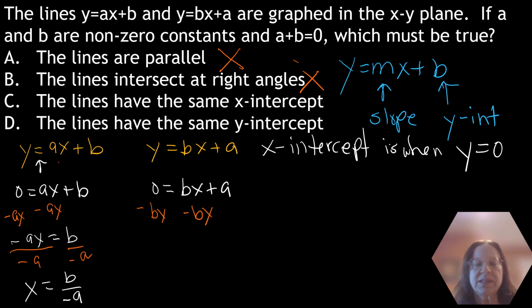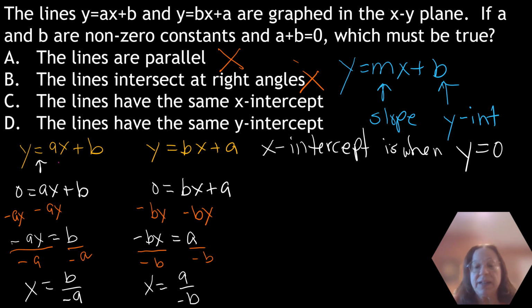Let's look at the next line. Set y equal to 0 first. y equals bx plus a. Subtract bx from both sides, and you get minus bx equals a. Divide both sides by negative b, and you get x equals a over minus b.